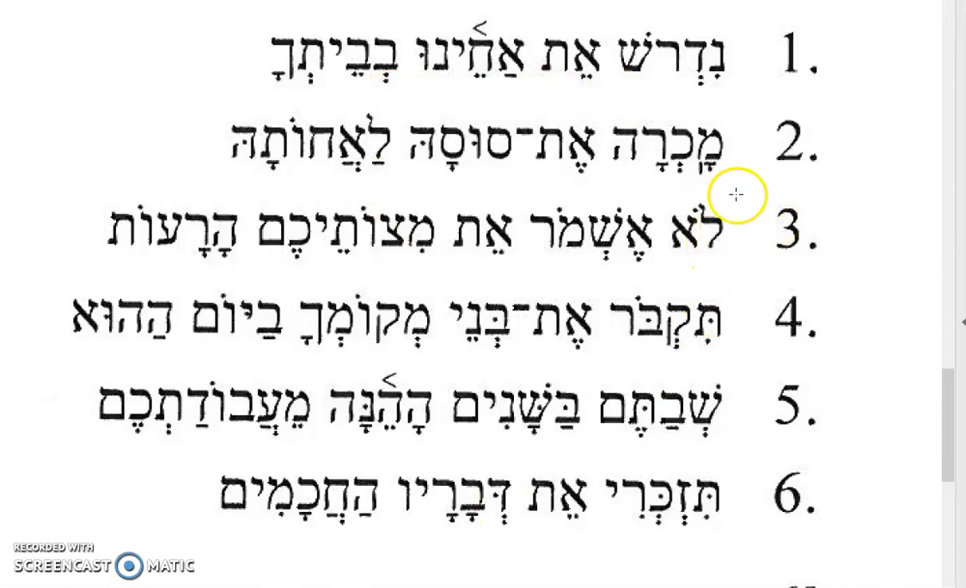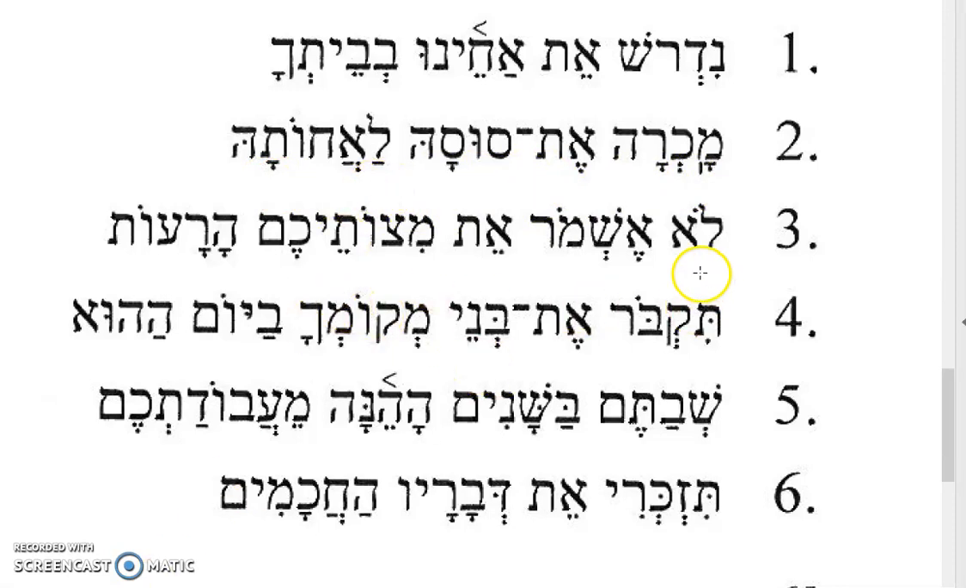Go to sentence 2. Makera et susah lahotah. And that means, here you have a verb in the perfect. She sold. That's a qal perfect, third feminine singular. Et, direct object marker. Susah, her horse. And then ahot is sister. And then the la, to. And then the suffix, her. She sold her horse to her sister.